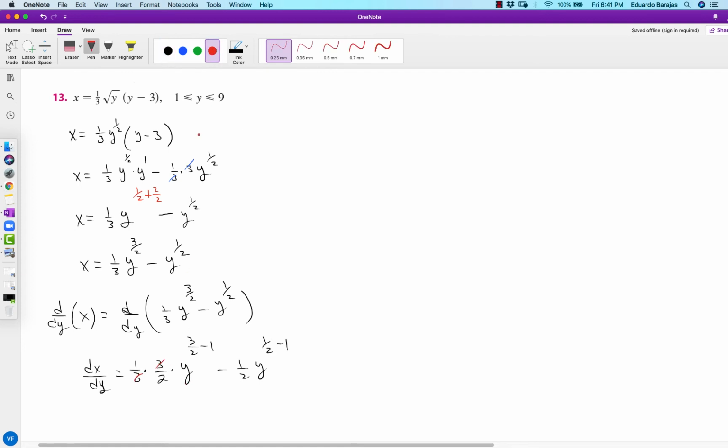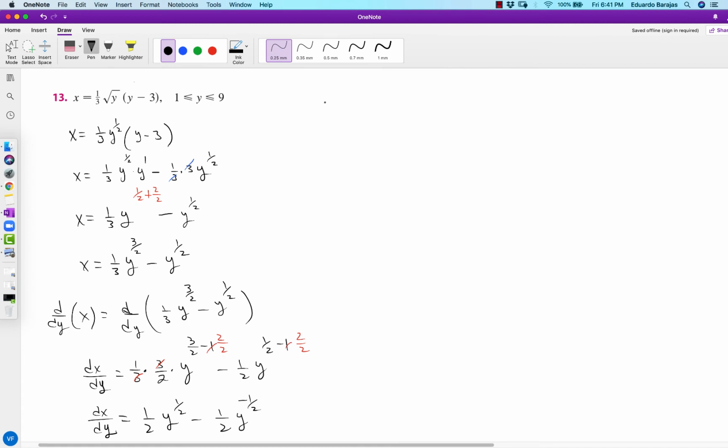These guys reduce, and so we get that dx/dy equals 1/2 y to the power of 1/2. Again, we can convert this into a 2 over 2, and so 3 minus 2 is 1 over 2, and now we get minus, same thing over here, we can put a little 2 over 2, and so we get a minus 1/2. So this becomes minus 1/2 y to the minus 1/2. Okay, so that's about as simple as that gets.